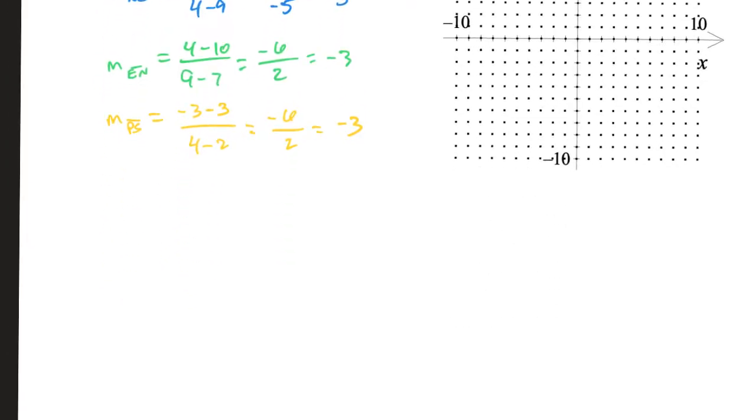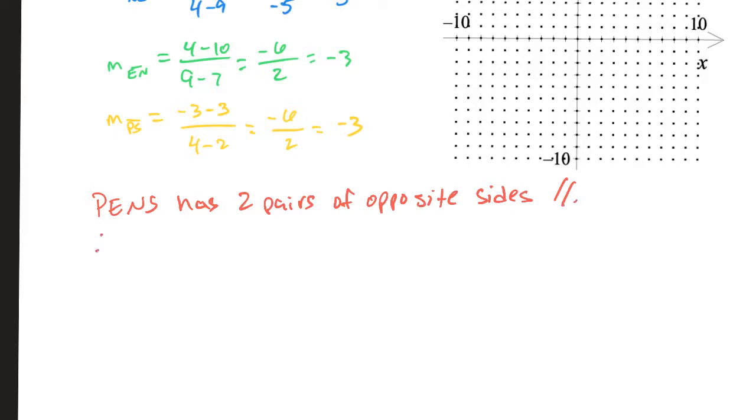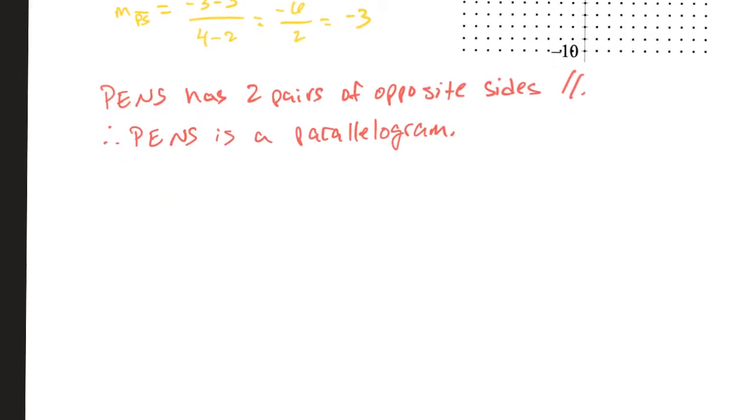Pens. So quadrilateral PENS has two pairs of opposite sides parallel. I'll just do that. Therefore, quadrilateral PENS is a parallelogram. And there we go. There's proof number 2.